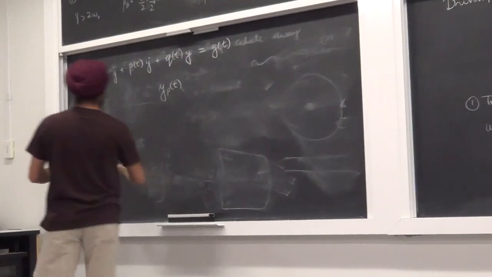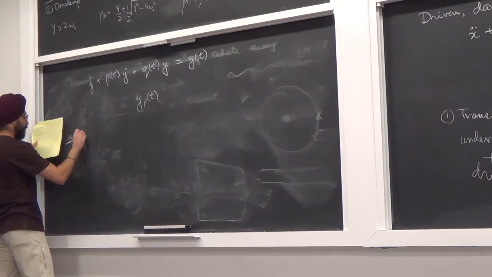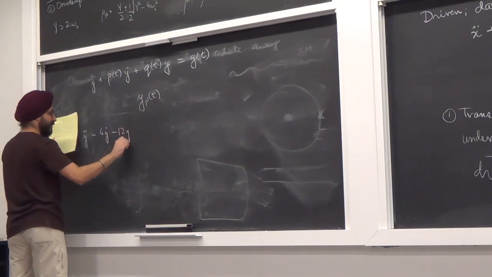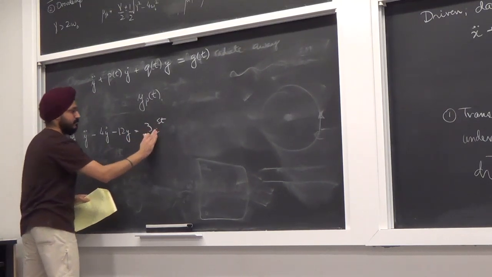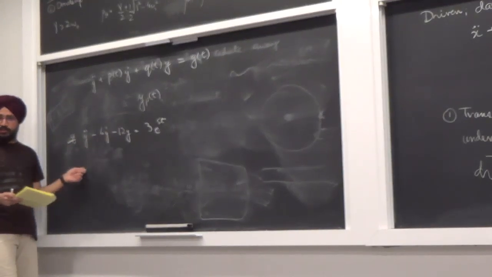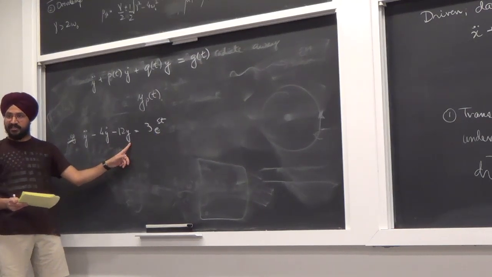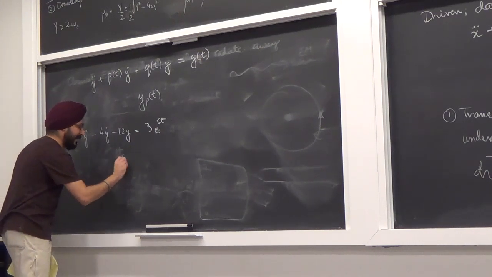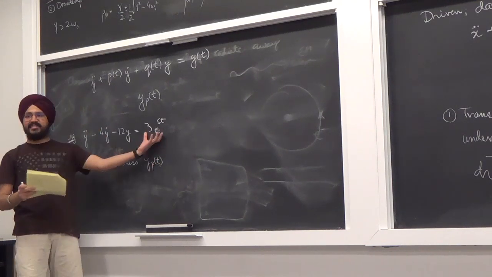Now that sounds like hocus pocus. Let's do an example and see how this works. Example is the best way I actually learned this stuff, I feel. So think about y double dot minus 4y dot minus 12y equals 3 e to the 5t. I can find the homogeneous one, for the right hand side is 0. It looks like a simple damped harmonic oscillator solution which you know. For the particular one, you guess by looking at the right hand side.